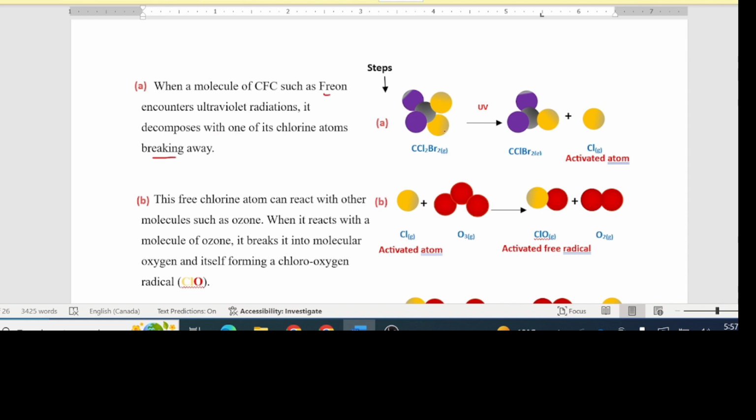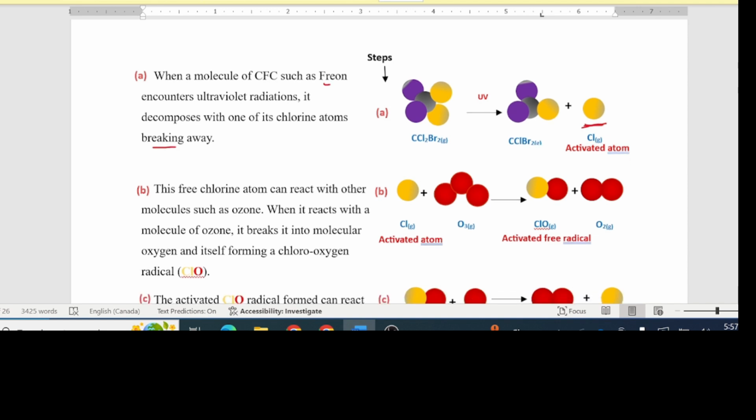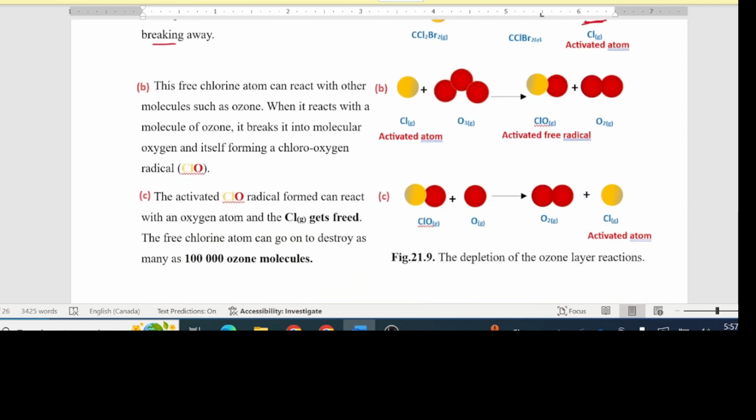So let's go back to this. The space filling model here is showing us what happens when a Freon molecule encounters UV. When that happens, you see a chlorine atom is produced here. And again, this chlorine atom is said to be activated. It's an active chlorine atom that's capable of undergoing rapid chemical changes if it encounters any species that it can react with. So see what happens there?